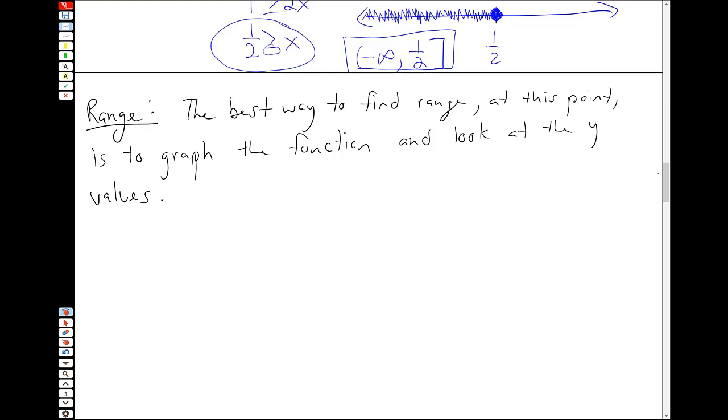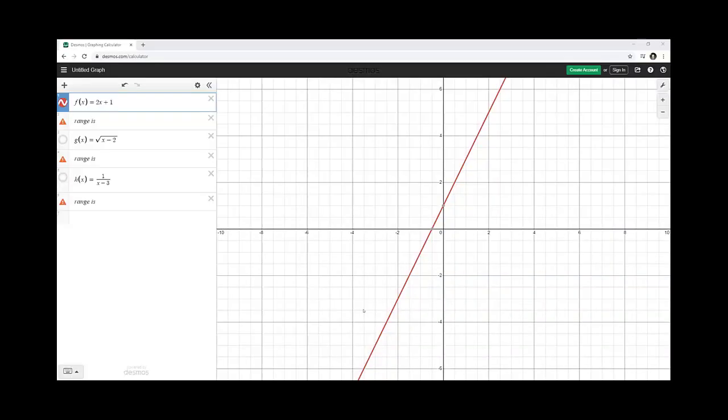Now for range, the best way to find range at this point in the class is to really just graph the function and look at all the y values. So let me go ahead and share Desmos. And I have some examples I want you all to look at. So our first example here is f of x is equal to 2x plus 1, which if you look at the screen, that's just a line, okay?